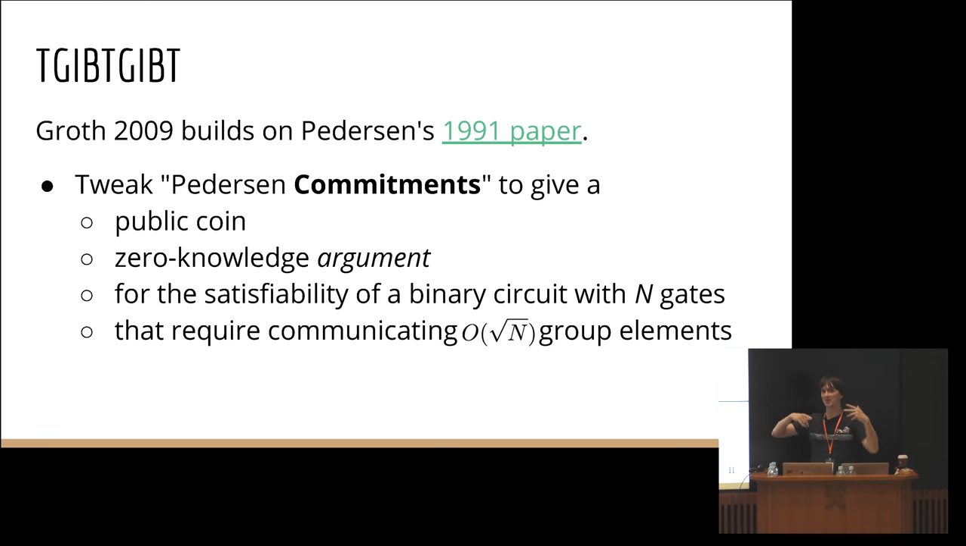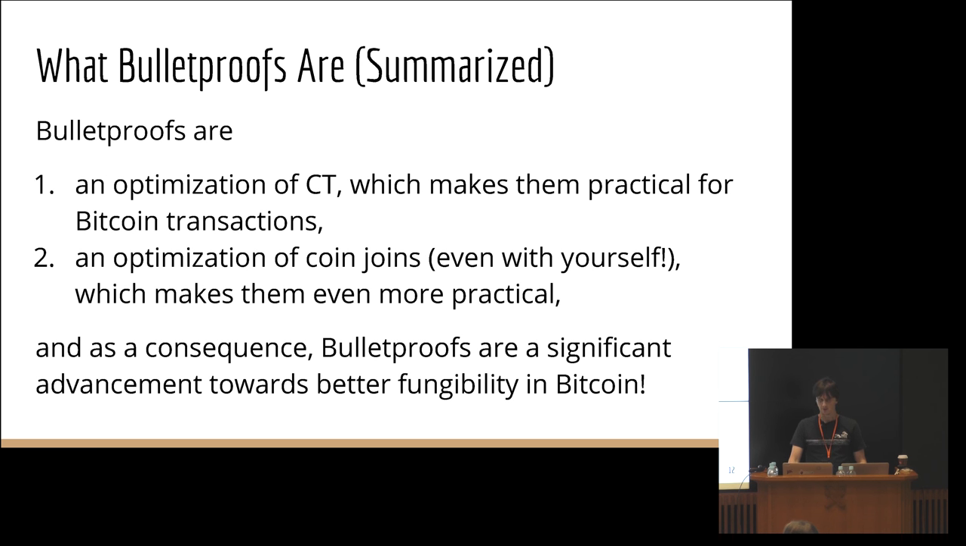Like I said, this is top down, so there's lots of things that we're going to have to figure out as we go. Right, so this, like I said, gives a square root of the square root communication of the group element. So, okay, let's look at what proofs are. Summary here, they optimize confidential transactions, which is built on something called range proofs. And they actually optimize coin joins, like they grow less and less the more people you add to them. So after the 10th person costs less to add than the 9th person and so on.